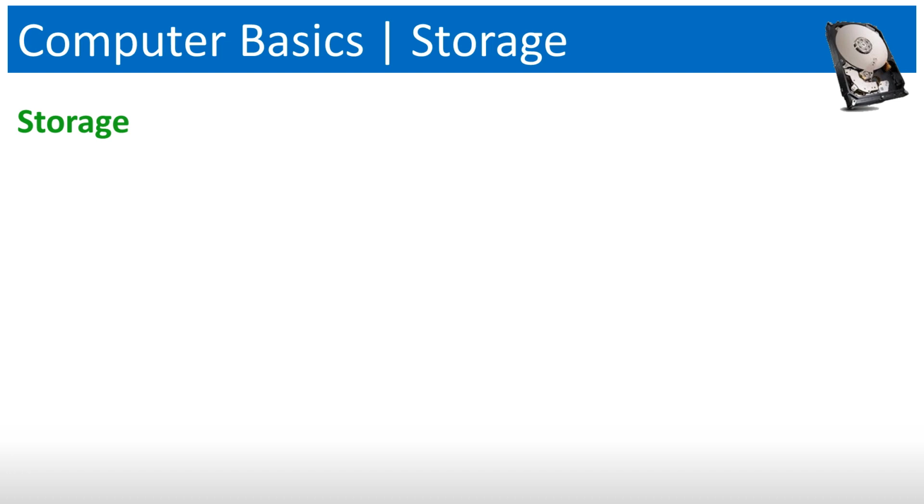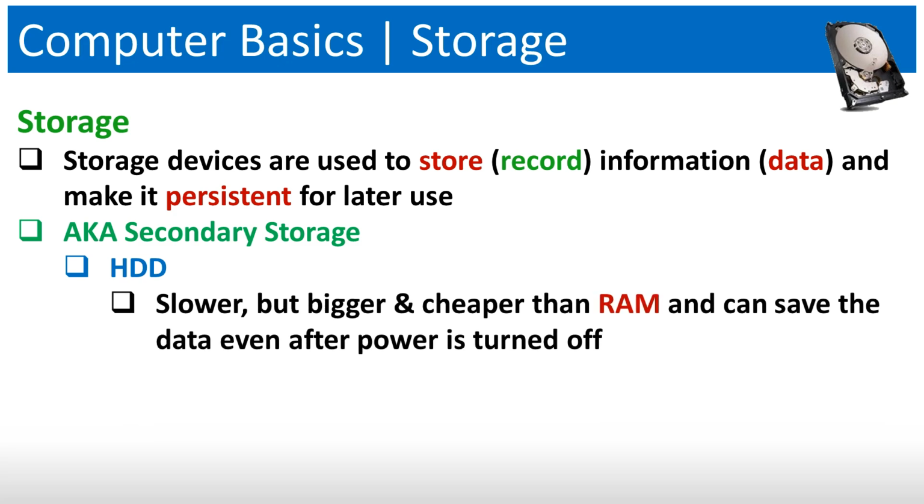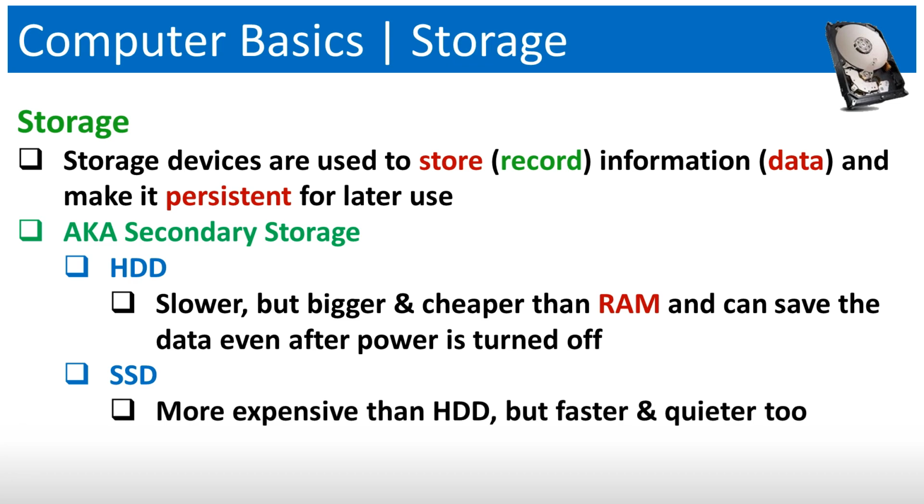Okay, so now we want to move on to storage. It's also known as the secondary storage. There's two types that we need to know of. The hard disk drives. These are slower but bigger in size and cheaper than RAM, and you can save the data on them even after you turn off your computer system. So that's the first type. The second type is now called flash or SSD, solid state drive. This one is more expensive than the hard disk drive, but it's faster and it's quieter too.